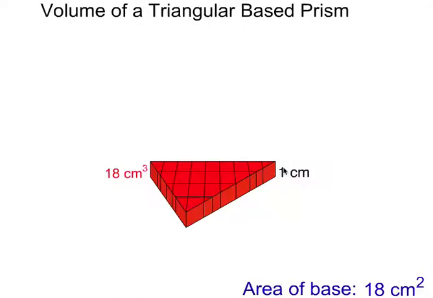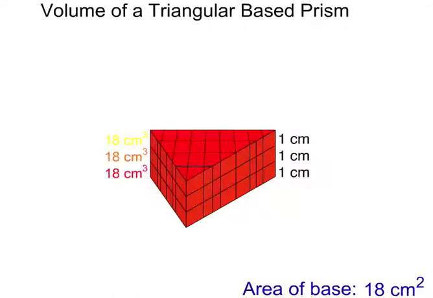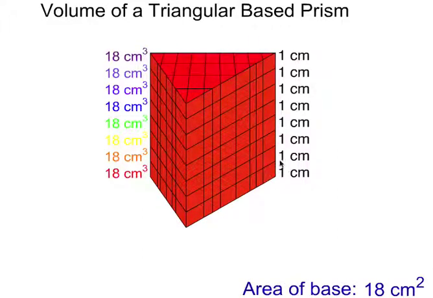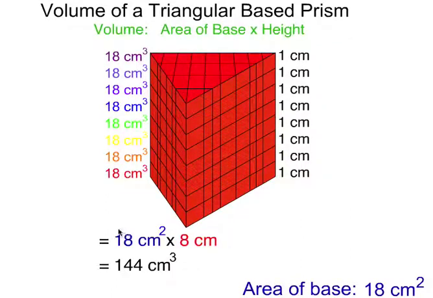So let's say we had 8 centimeters of height, right? That's like having 8 layers that are each 1 centimeter thick, and each layer has a base area of 18 centimeters squared. So the volume of each layer is 18 centimeters cubed, and we've got 8 of them. That's why we can always take the area of the base and multiply it by how many layers we have. So it's area of the base times height.